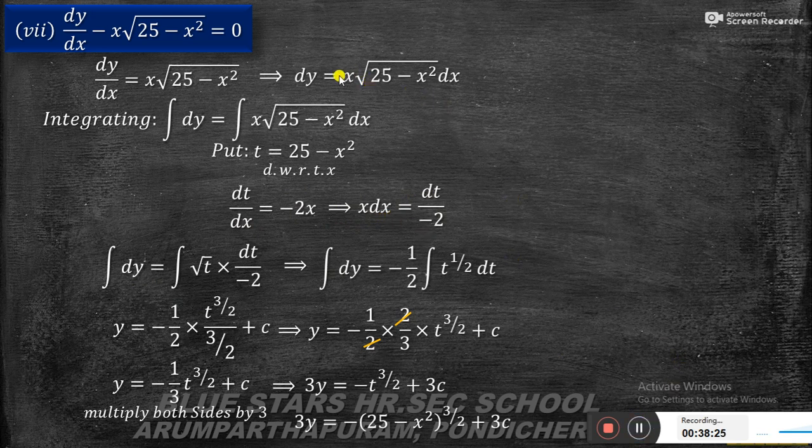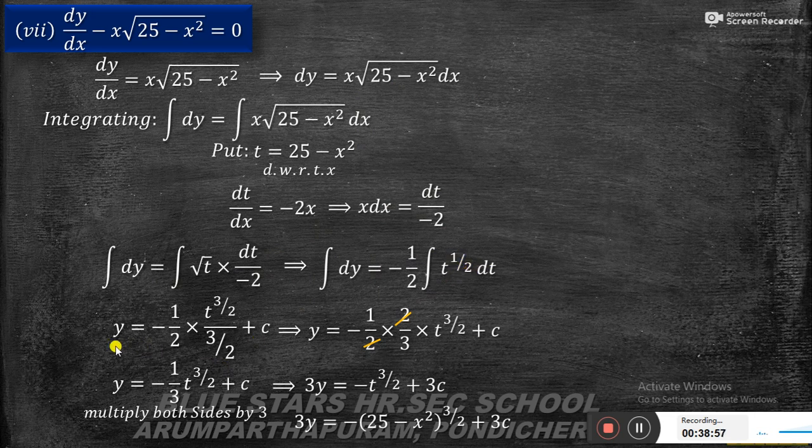So here in the second step, I take the integration on both sides. Integral dy equal to integral of the square root of 25 minus x square, where 25 minus x square is t, so I write it as square root of t into x dx. Here x dx equal to dt by minus 2, so I substitute dt by minus 2. Therefore integral dy equal to minus 1 by 2 in the outside, into integral root t, I write it t power 1 by 2 dt.